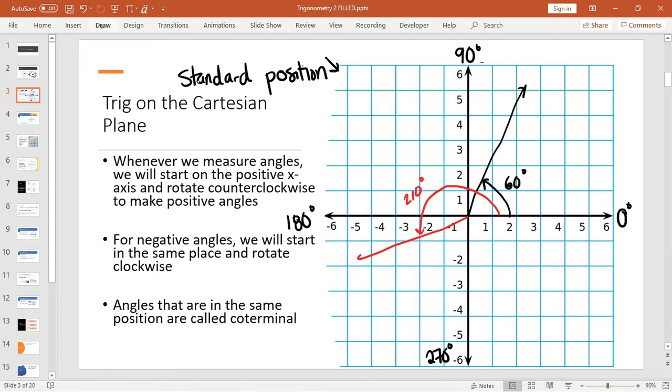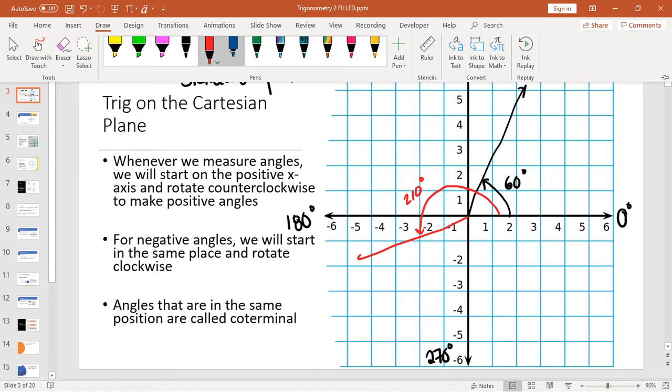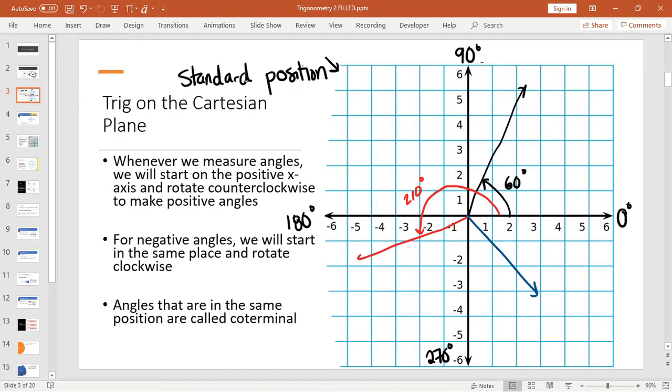And if I wanted to think about negative angles, I would start, let's put one here. And if I wanted to measure it as a negative angle instead of a positive angle, I'd still start at 0, but I rotate clockwise. And then that makes the negative angle minus 45. Okay, so there's some measurements. Now, let's look at other ways to identify these angles.